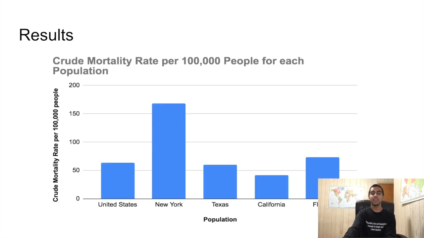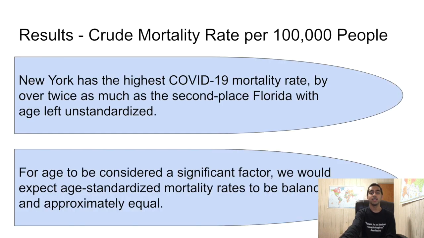Also, the crude mortality rate due to COVID-19 was calculated in various populations, and this is the death rate due to COVID-19 regardless of age or any difference. As shown, there are large discrepancies. But although there are discrepancies, this would be expected to be neutralized after age is standardized.